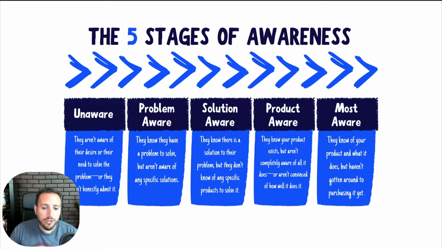Then you have solution aware. They know that there's a solution to their problem, but they don't know of any specific products like your product or service that could solve it. Then you have product aware, where they know that the product exists, so they know your product is out there, but they aren't completely aware of all that it does, or maybe they're not convinced of how well it does what you say it does. And then finally, you have most aware, where they know of your product and what it does, but they haven't gotten around to purchasing it yet, so maybe they need something to push them over to that goal.